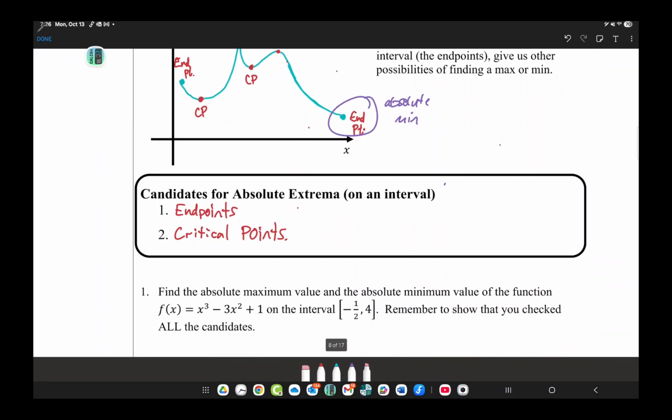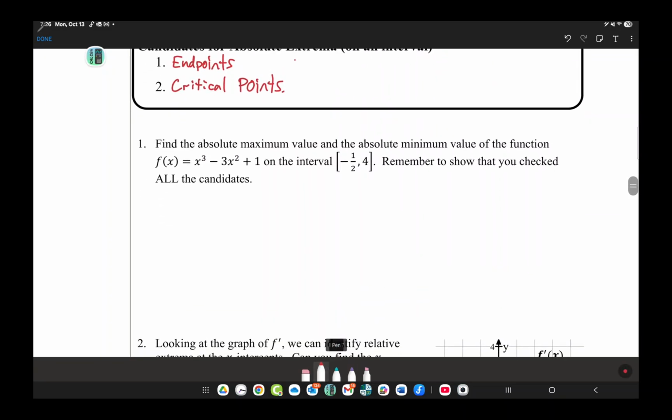So let's practice this. Here we have our interval, -1/2 to 4. So these are the endpoints. We will include these in our test. But now that we have the endpoints, we also do need the critical points.